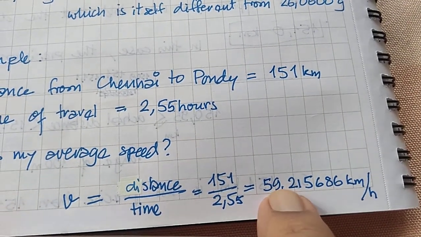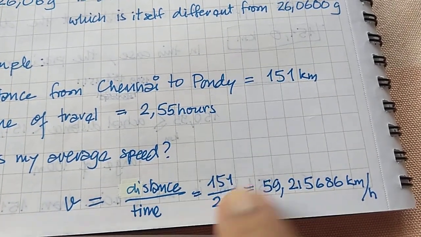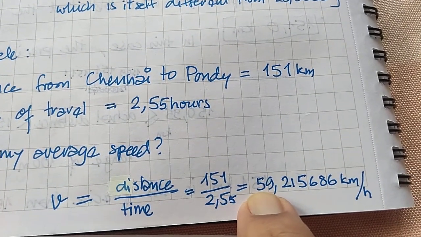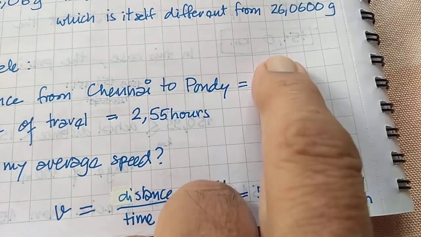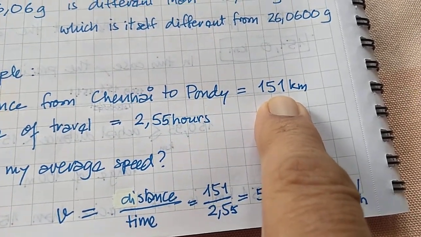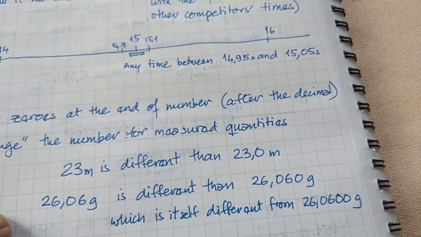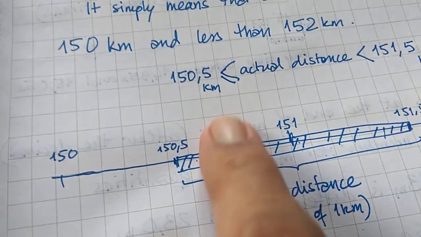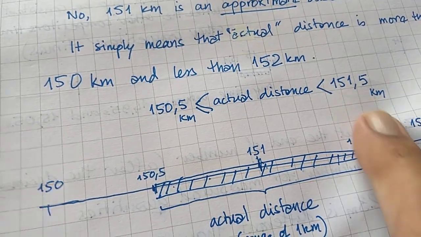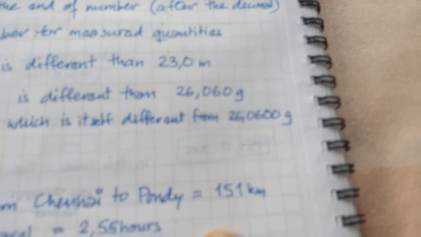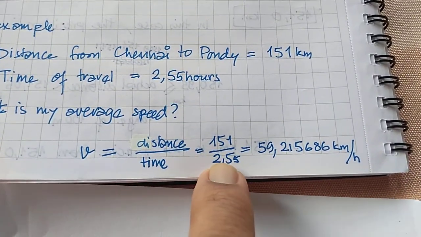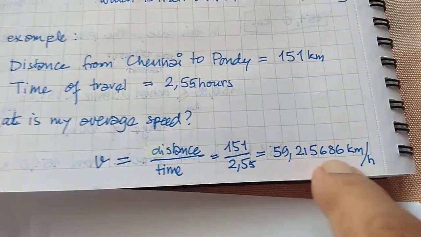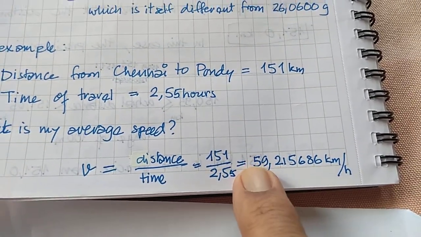So, does this make sense? No, it doesn't. The number is correct, of course, because we did that on the calculator. But it doesn't make sense to have so many digits after the decimal, because you didn't use precision here. As we saw, when we say 151 kilometers, it can be anything between 150.5 and 151.5. So actually you should do this calculation with 150.5 and 151.5, and then do two calculations and see the range of the speed also. The range of the speed will vary considerably.